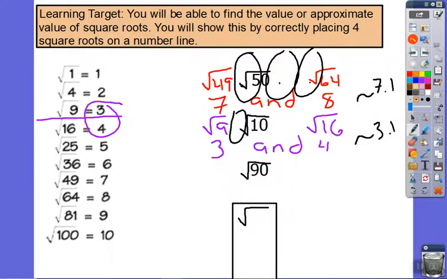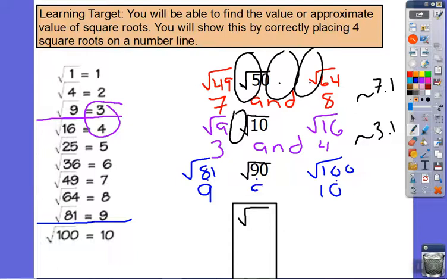Square root of 90. So I want the one that's just below it. Let's see, that would be right in here. So that would be 81. And the one above it would be 100. Do you agree that 90 is between 81 and 100? So what makes 81 is 9 times 9. What makes 100 is 10 times 10. So to answer the first question, the square root of 90 is going to be somewhere between 9 and 10.